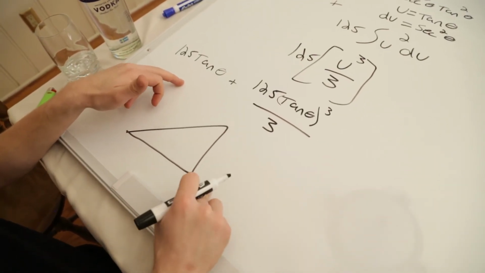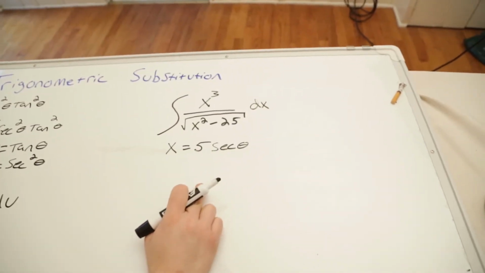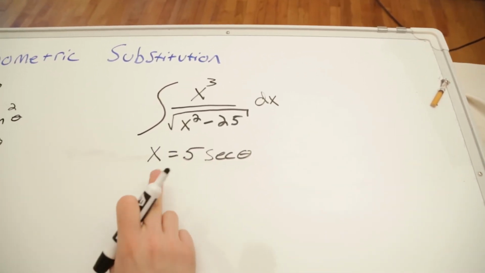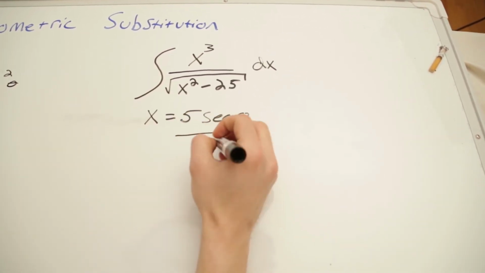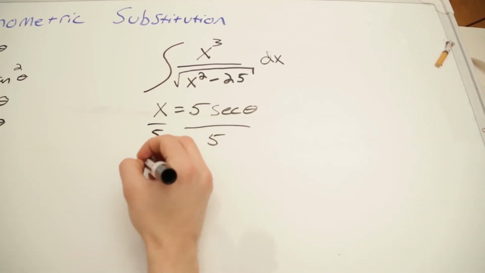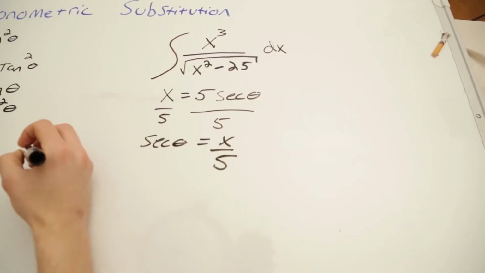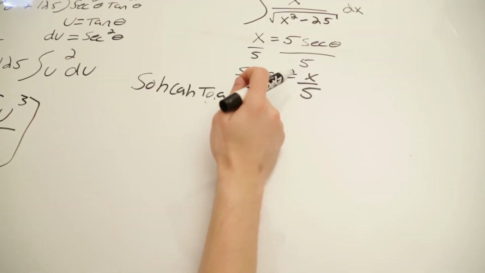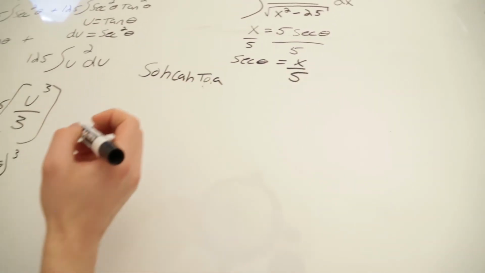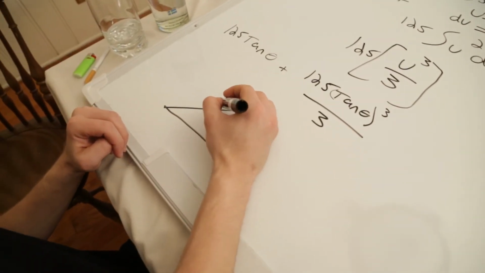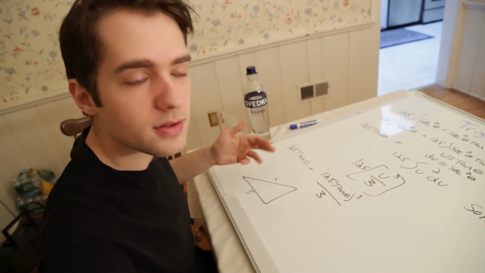Now we need to draw our triangle to help us rewrite this in terms of x. So back to the original problem, we remember that we let x equal 5 secant theta. But if we divide each side by 5, we get that secant theta equals x over 5. Let's look at our SOHCAHTOA. Secant is equal to 1 over cosine. So x is our hypotenuse, 5 is our adjacent. So x here, adjacent here. So now we need to solve for the opposite side.